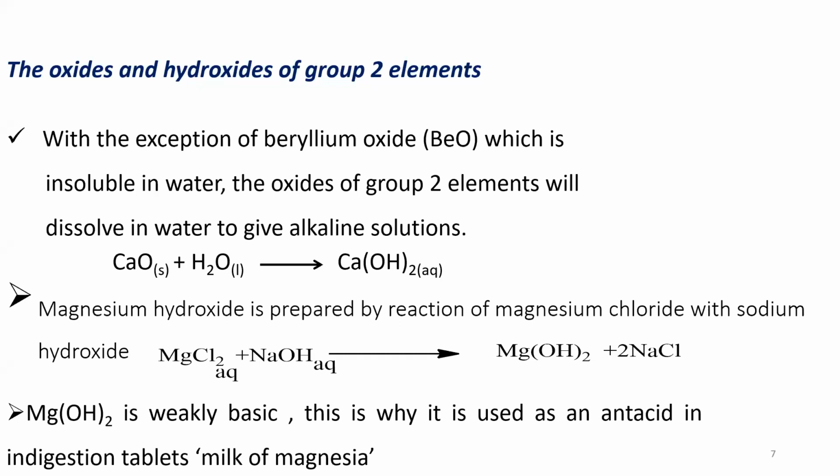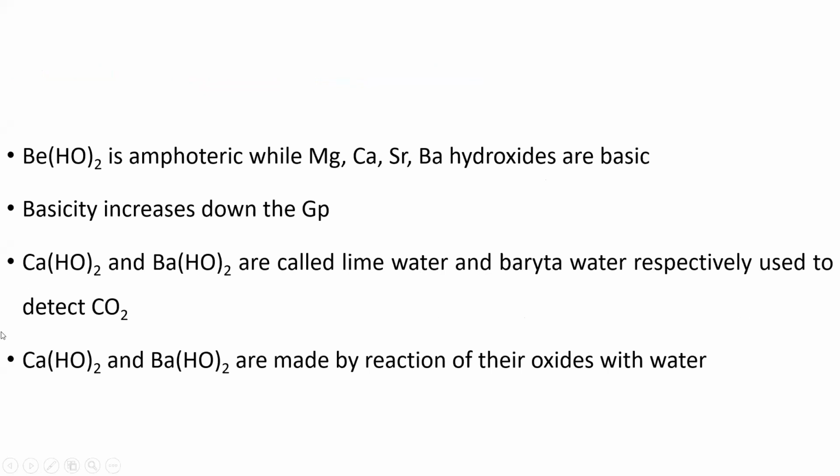So your magnesium hydroxide, because it's weakly basic, of course, as we go down the group, we expect basicity increases. That is why your calcium hydroxide is actually more basic than your magnesium hydroxide. Your beryllium hydroxide is amphoteric, just like your beryllium oxide is amphoteric. The others are basic, but your magnesium hydroxide, as I told you, is weakly basic, and basicity increases down the group.